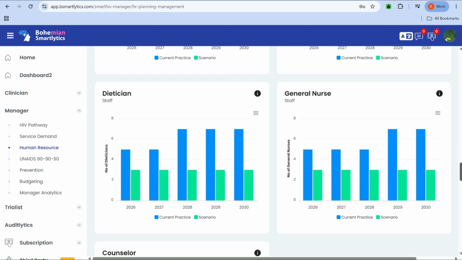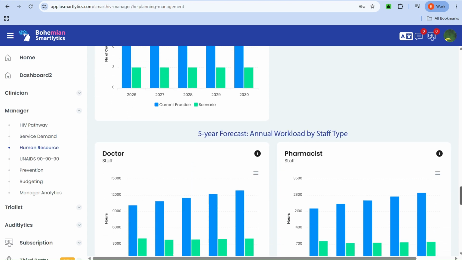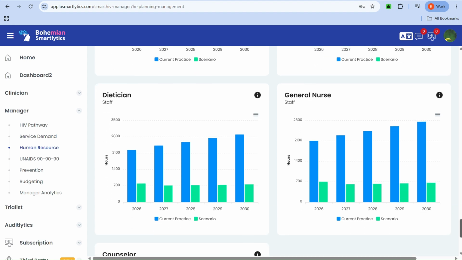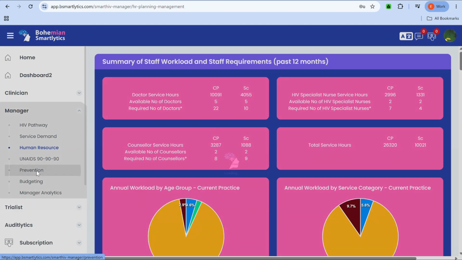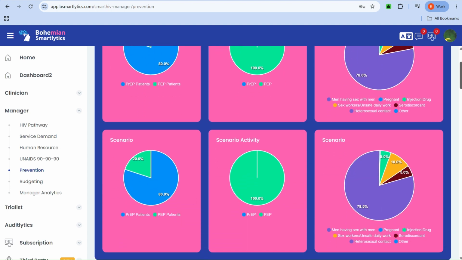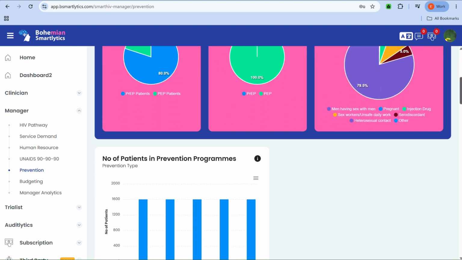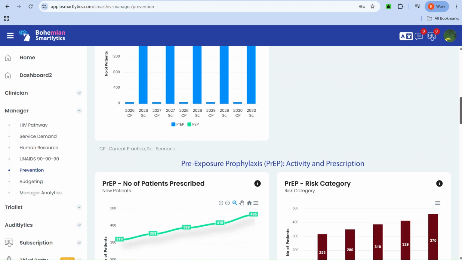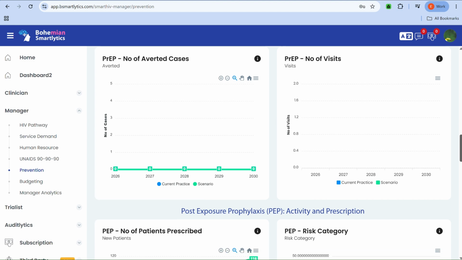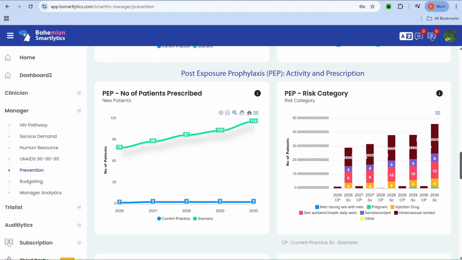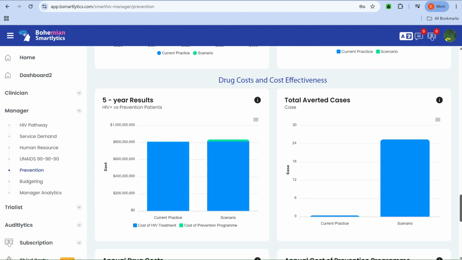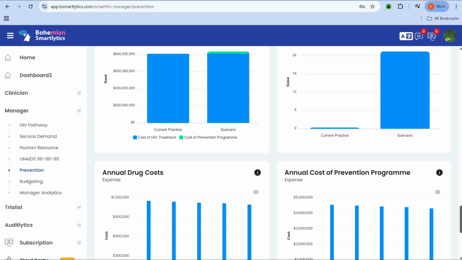This is where workforce planning becomes concrete, seeing exactly where shortages sit, where there's excess capacity, broken down by every individual staff type. The prevention dashboard shows what that PrEP scale-up actually delivers: cases averted, visit volumes, drug costs, cost-effectiveness, and the underlying health economic analysis. This is where the platform moves beyond day-to-day operations into genuine health economic outcomes research territory. Evidence pharma and payers can both use.